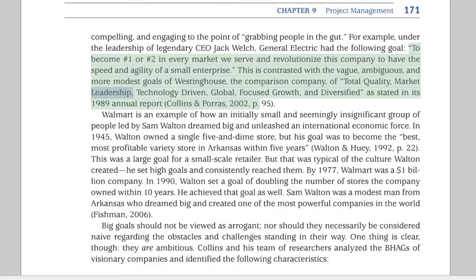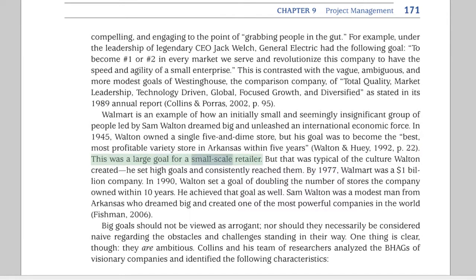quality, market leadership, technology-driven, global, focused growth, and diversified, as stated in its 1989 annual report (Collins and Porras, 2002, page 95). Walmart is an example of how an initially small and seemingly insignificant group of people led by Sam Walton dreamed big and unleashed an international economic force. In 1945, Walton owned a single five-and-dime store, but his goal was to become the best, most profitable variety store in Arkansas within 5 years (Walton and Huey, 1992, page 22).